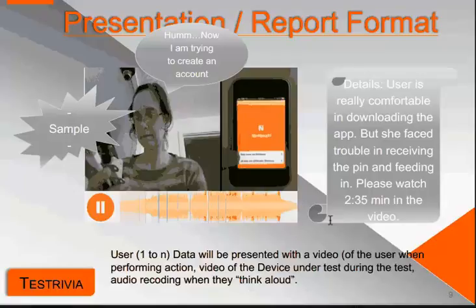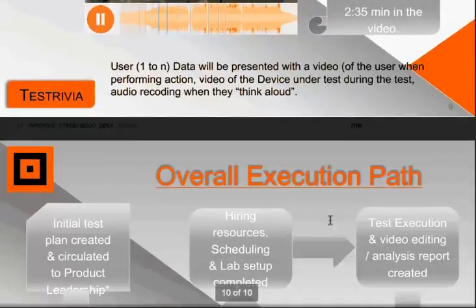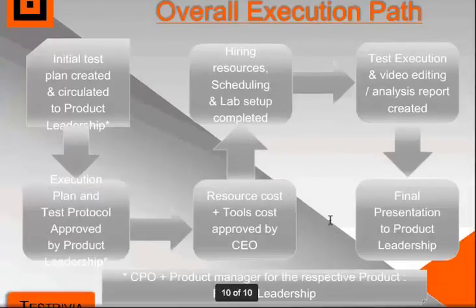When they think aloud, that should be recorded, and if 4 or 5 people are feeling really bad about some feature, it will really push the product management to change that feature and change the designs. That is how you will really impress the product management. So this is the overall execution path.